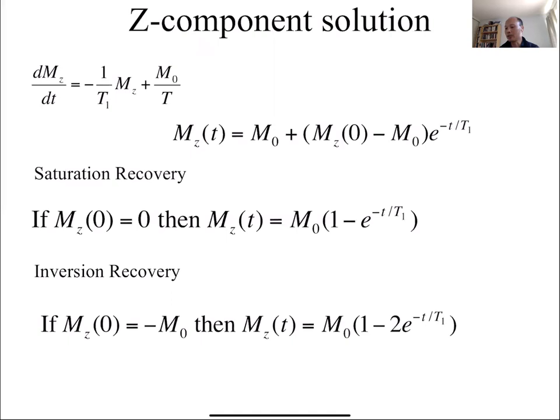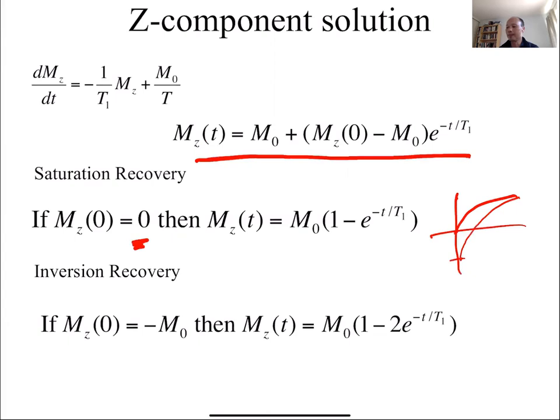This is just saying what the solution is. In general, the solution for M sub Z is given here. If we start off at zero, then it's just exponential recovery from here. If we start off at minus M zero, then it's exponential recovery from here. So this is minus M zero, and it's always recovering back to the equilibrium magnetization M sub zero.